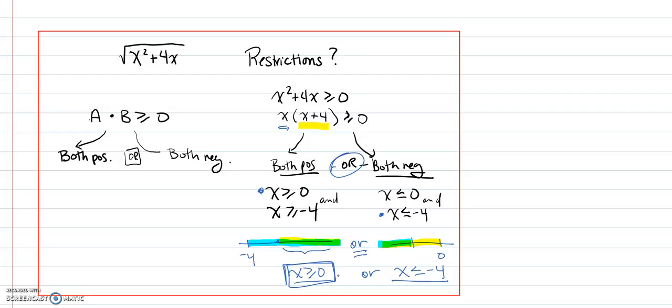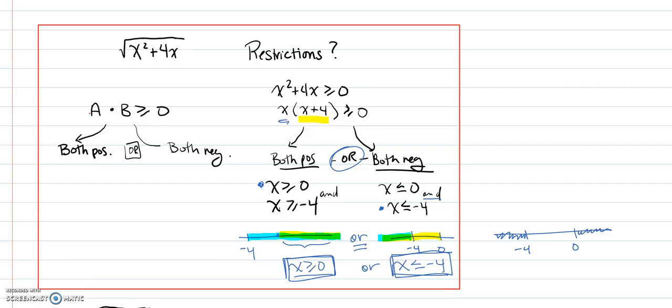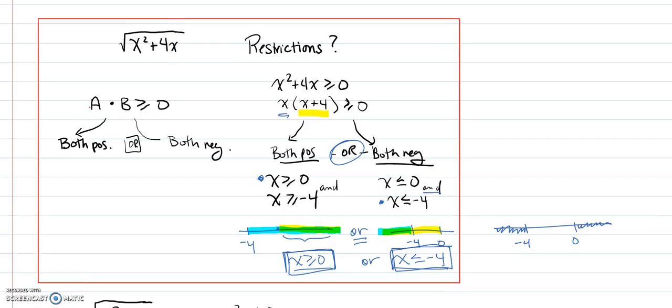Or if both are negative, x is less than or equal to 0, and x is less than or equal to negative 4. So this again, we need to look at the overlap because of the word and. Both have to be true. And means they both have to be true. So I look at the overlap, and that's when x is less than or equal to negative 4. So my final solution on a number line would look like that. That's all of those possible x values are allowed. Anything between negative 4 and 0 would not work under this radical because you get a negative radicand.